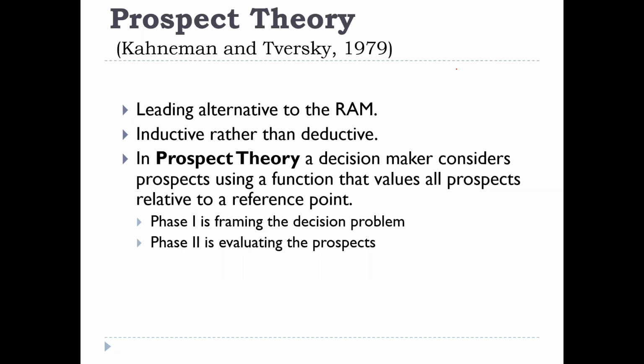So Kahneman and Tversky started their work looking for alternatives to the rational actor model and focusing on heuristics. And then they saw some patterns in their experiments, and this is grouped under the name prospect theory. Now, prospect theory is not a theory, but rather an inductive way to view how the world works based on the evidence from their experiments.